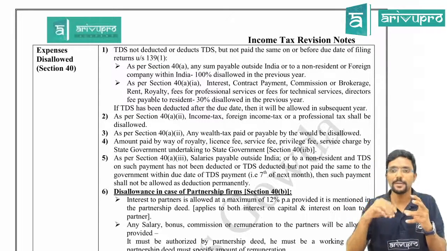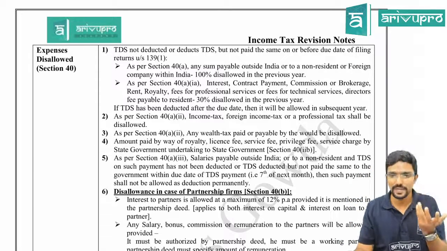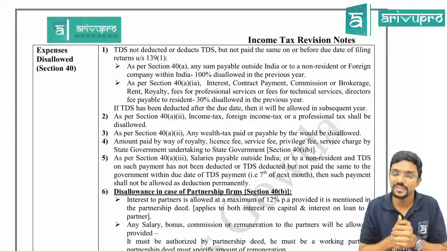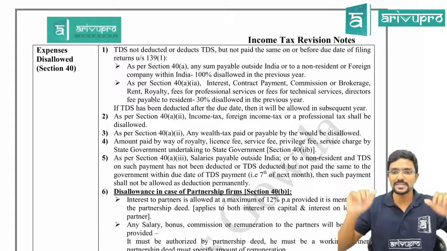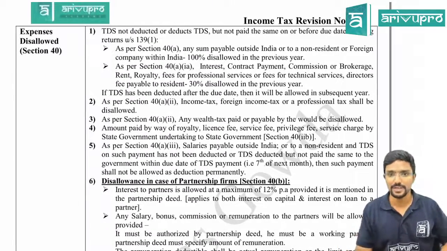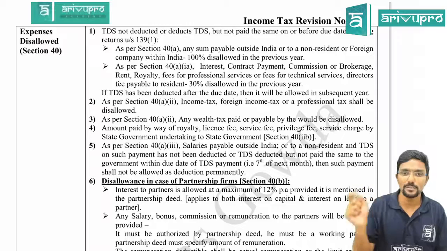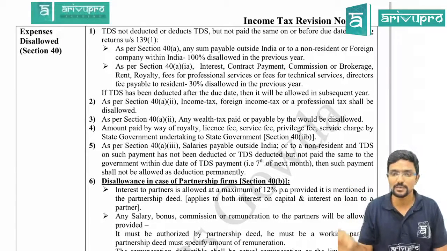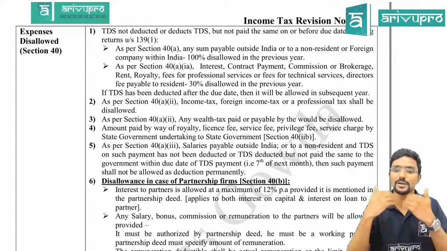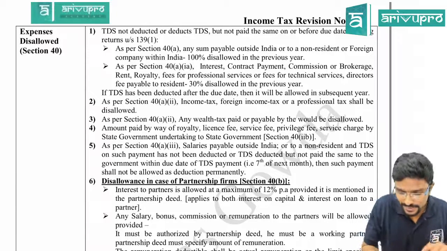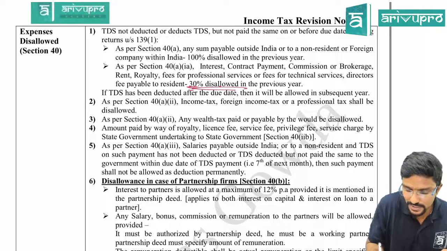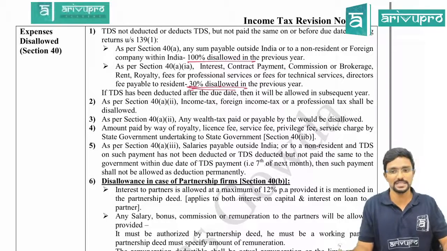First, if any payment is made to a non-resident or a foreign company, in that case if you have not deducted TDS or deducted but not remitted to the government within the due date of filing the return, then 100% is disallowed. Then if you are making any payment to a resident in the nature of interest, contract payment, commission or brokerage, rent, royalty, fee for professional services, only these 5 items are covered. In that case, if you have not deducted TDS or have deducted but not remitted to the government, then 30% will be disallowed. Please be careful with this. 30% is disallowed, whereas in the previous case 100% is disallowed.